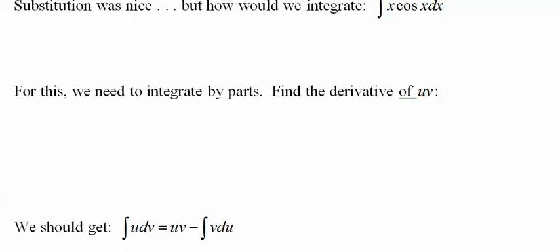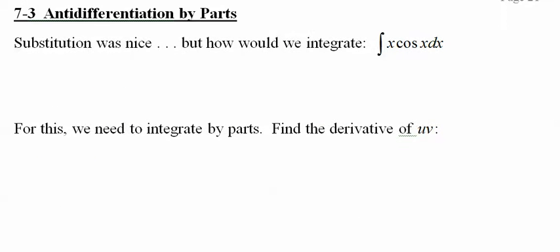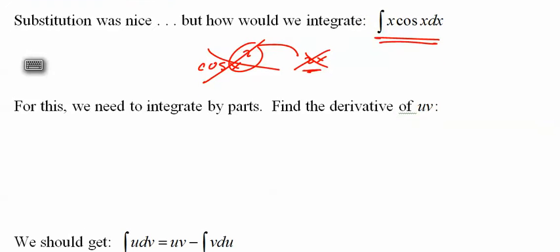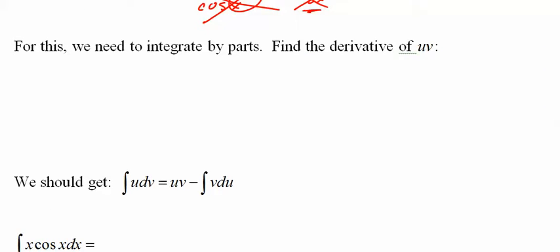So, we've been doing substitution, and it's nice, but the problem is, how do you integrate something like this? You don't have a cosine of x squared, where you take the derivative of that, and you get 2x, and you say, oh, chain rule will help me out. You don't have that. So we introduced something called integration by parts.